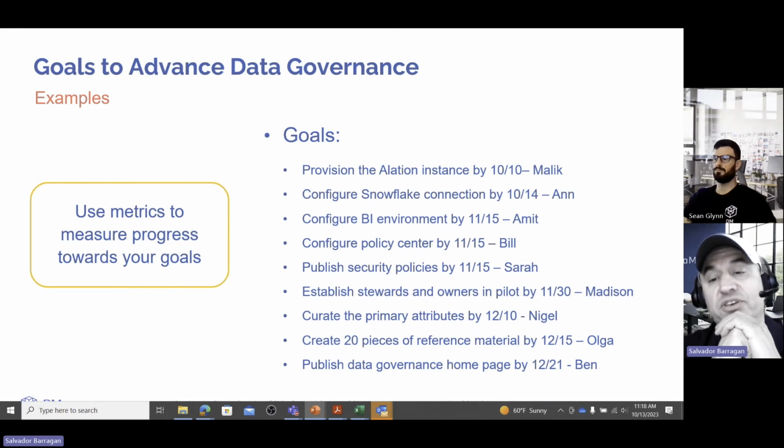How many objects have been curated since the implementation of your application? How much is done by steward? How much is done weekly or monthly? So those are good. That's a good metric to definitely have in your program.